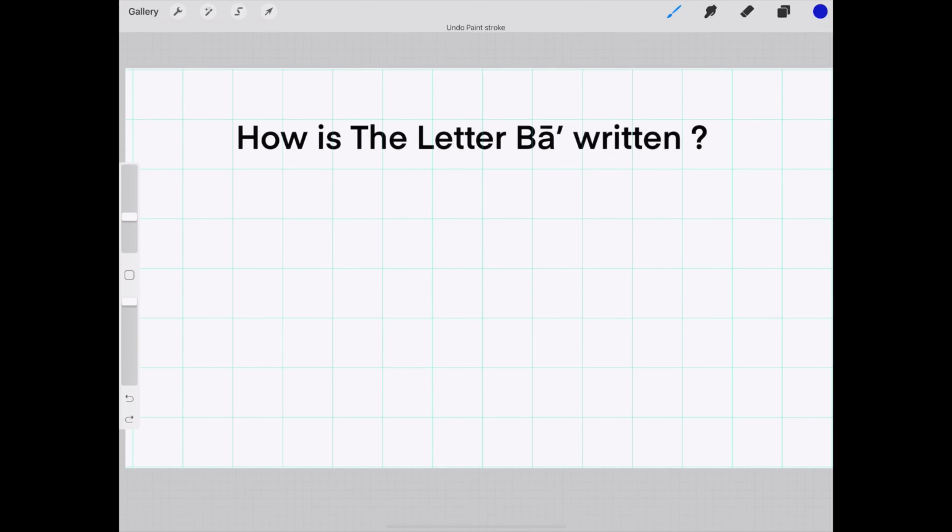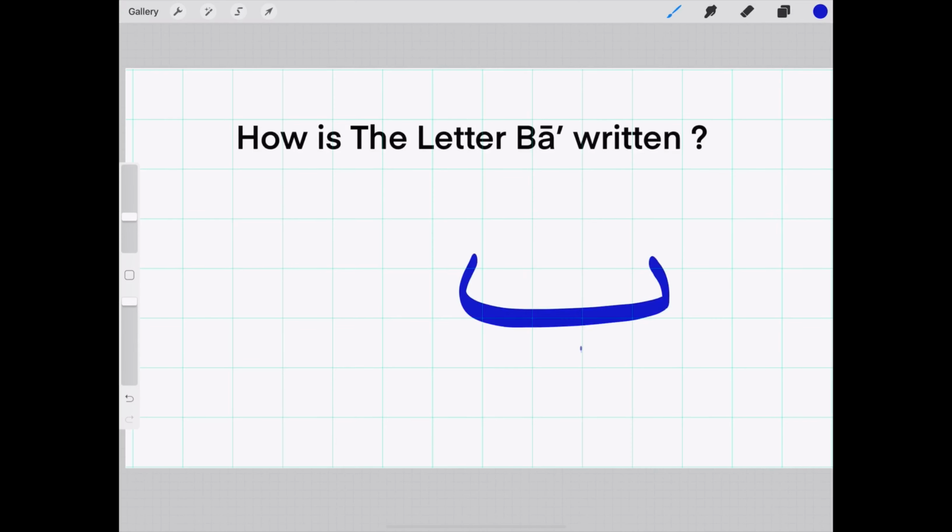Undo. Let's try this again. Right arm, body, left arm, dot underneath. This is the ba letter. This format is drawn or written when the ba letter is on its own, not attached to any other letter.